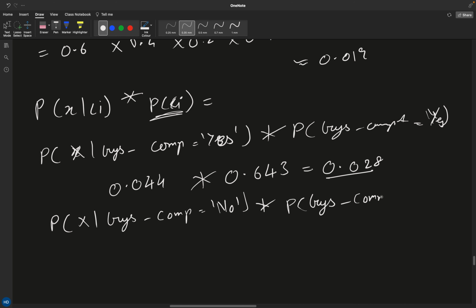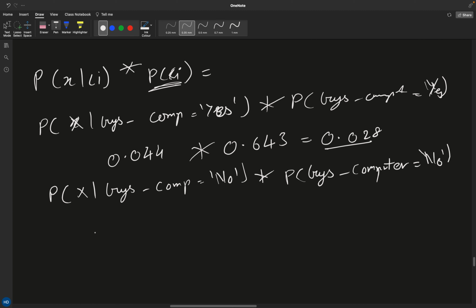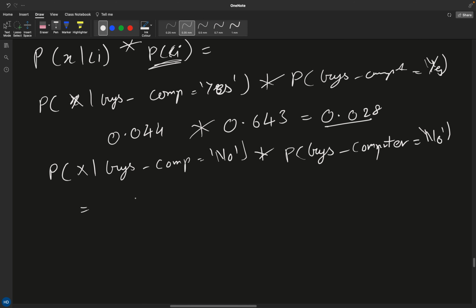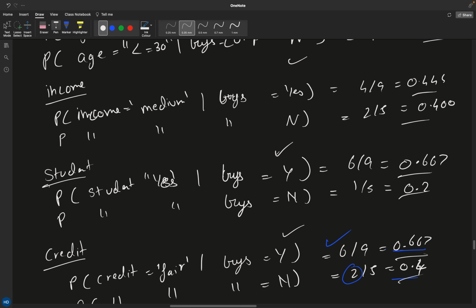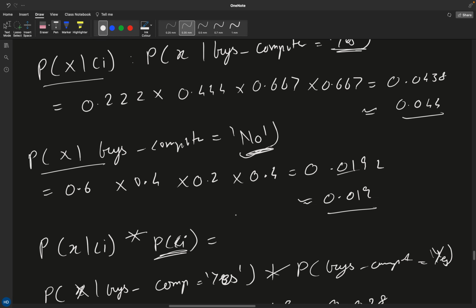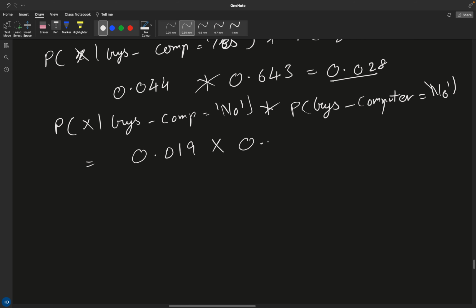And then we have probability for the situation where buys computer is no, into, for the whole data set, buys computer is no. वहाँ पे what do we got? We got 0.019 बराबर, where it was no, 0.019 into what? Into for the whole data set, which was 0.357. कर दो multiply, 0.357. What do we got? We got 0.007.